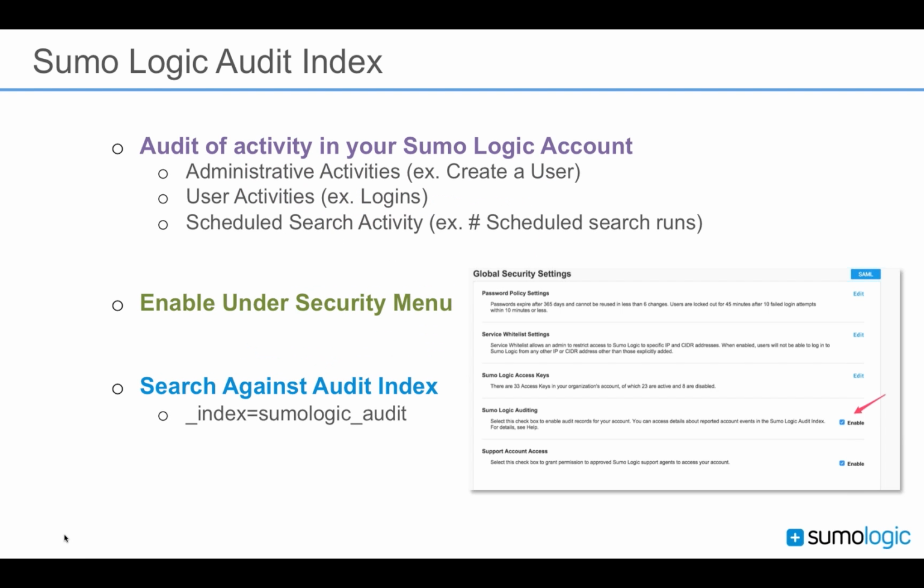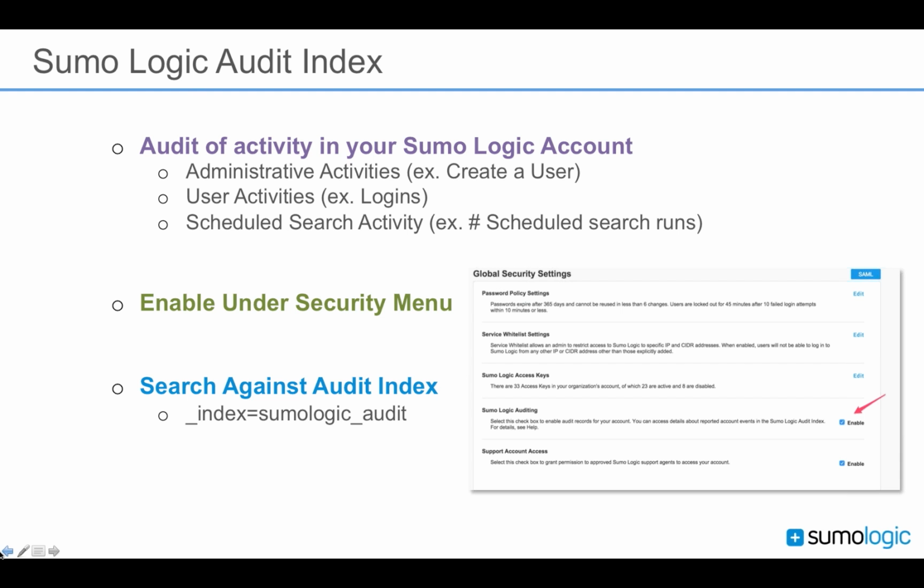Okay, so one thing that we wanted to talk a little bit about is the Sumo Logic Audit Index. Now, this is something that you already have in your account. This is something that you can enable under the global security settings. So if you go under Manage and you go under the Security menu, I have a screenshot of it right there for you. You can enable the Audit Index. This is something that you can do today if you like.